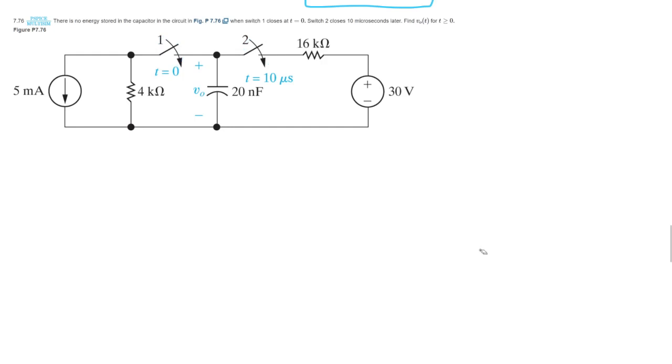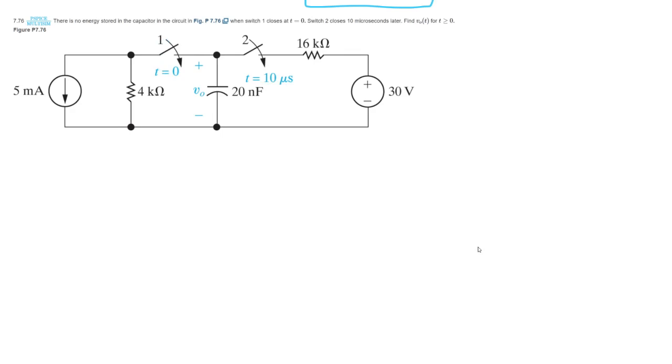And it turns out that the circuit will not be able to reach the steady state in 10 microseconds, and we'll see why in a minute. But switch 1 closes at time equals 0, switch 2 closes at time equals 10 microseconds. We're going to find VOT for time greater than 0.